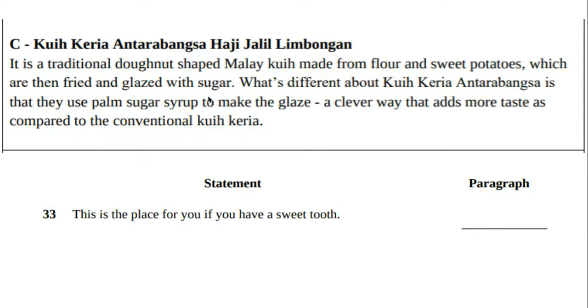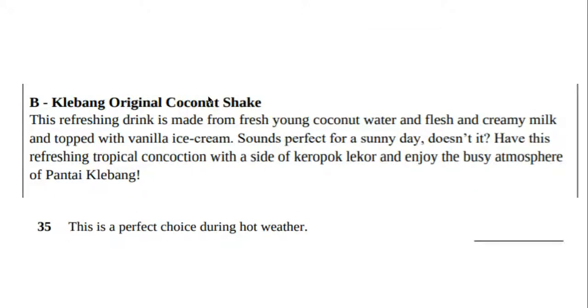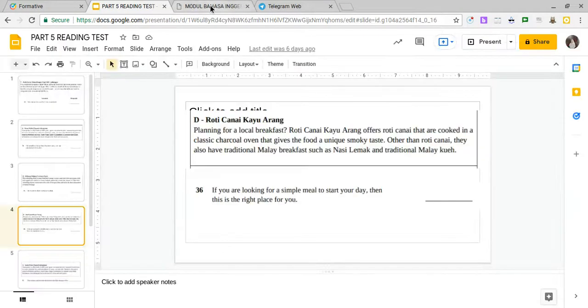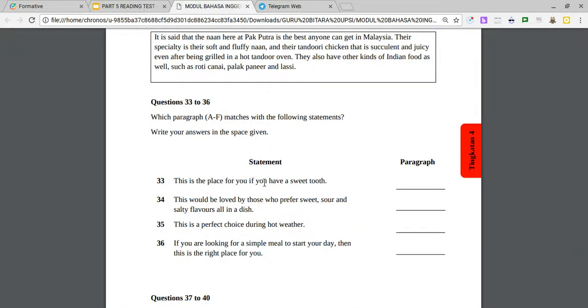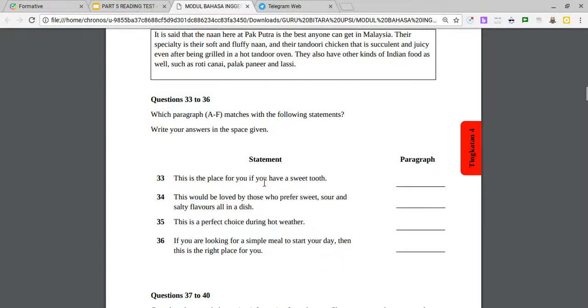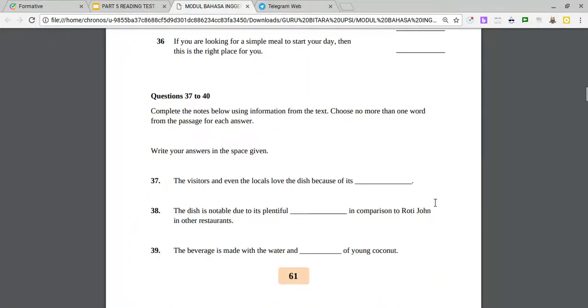Now, let's try to do the next part of section 5, the reading test. Let me show you the question first. So this is the first part in section 5, kan? Dalam section yang kelima tu kan. Reading test paper 1, and this is the first part, and then ni ada yang second part pula. Dekat sini. So here, remember, when dealing with part 5 reading test, please read the question.